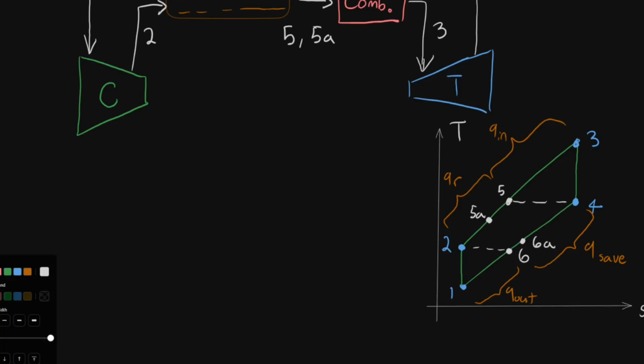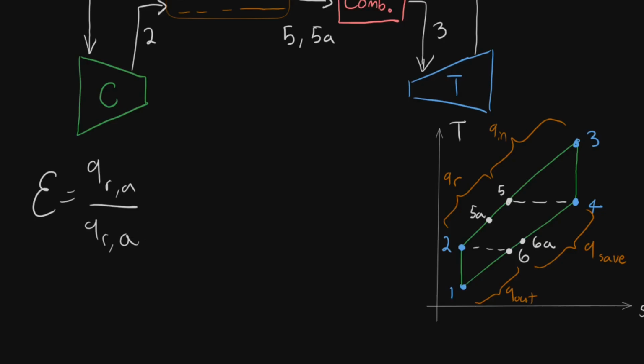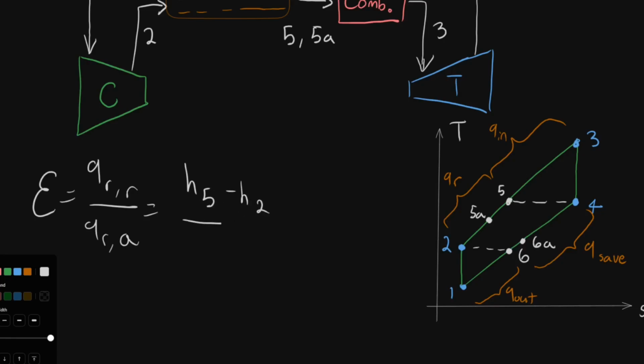And the thing that relates those is a quantity called the effectiveness. It's epsilon. So this is our Q regen actual divided by our Q regen ideal, because our real is going to be slightly lower. So this would equal H5 minus H2, divided by H5 actual. But H5 actual is just going to be the same as H4, because in the ideal case we're transferring all of that energy from the exhaust. So this would be H4 minus H2.